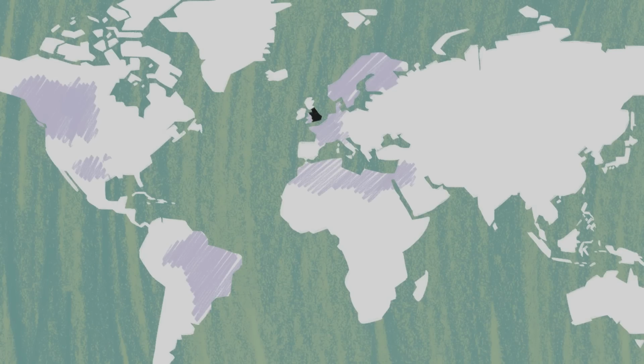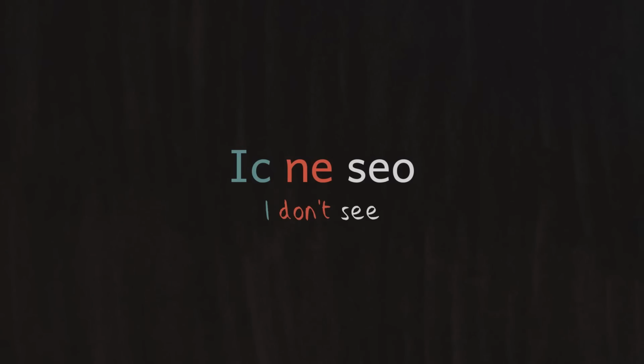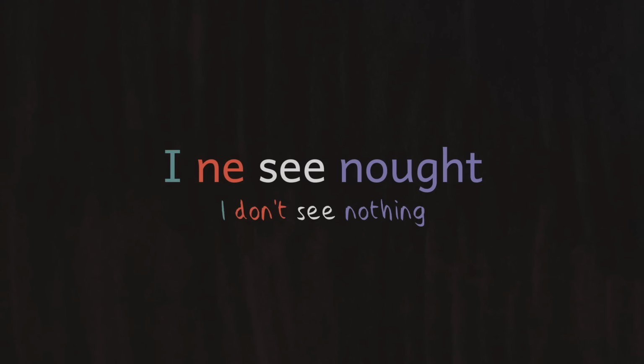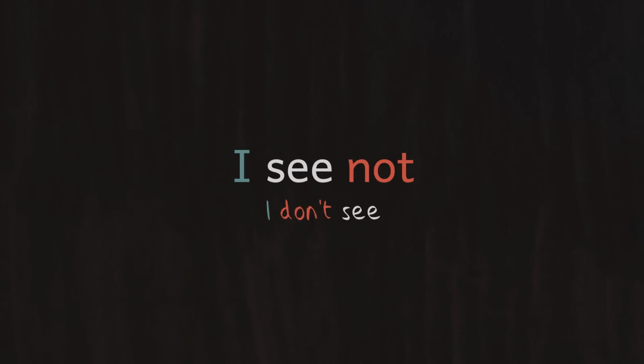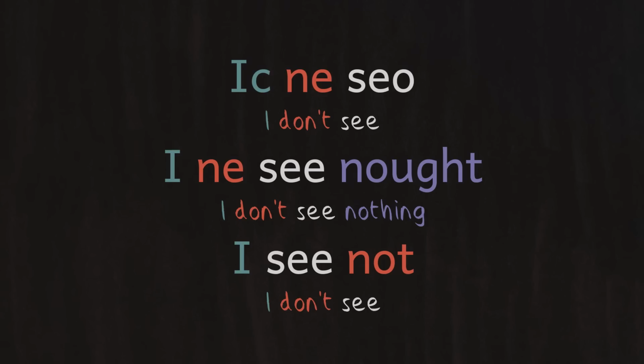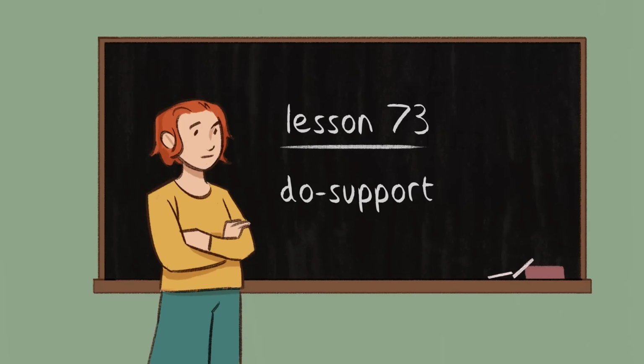English has gone through Jespersen's cycle too. Like French, we used to put ne before our verbs. Then we started following the verb with nout, which came from the Old English word for nothing, and then the initial ne disappeared. I ne see became I ne see nout, which became I see not. And then that became I don't see, but that's a different story.